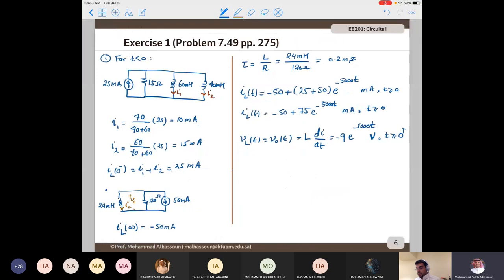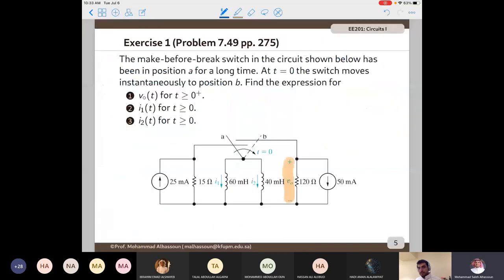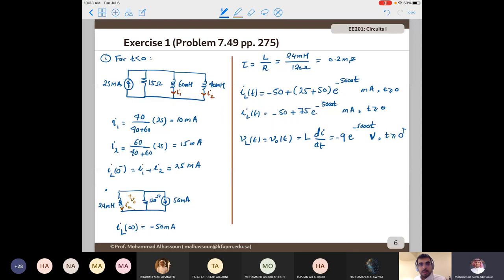The second part is asking us to find I1 and I2. We kind of devised a method of finding I1 and I2 here. What can we do? What do you think, Shabab? So let me draw the circuit for you. I'll bring 60 back. I'll bring, was it 40? Yes. And 20. This one is 50.